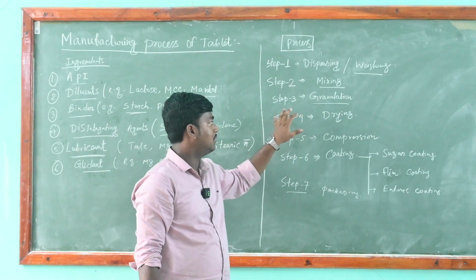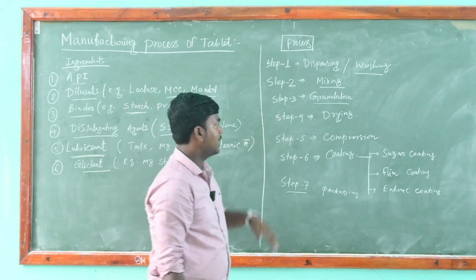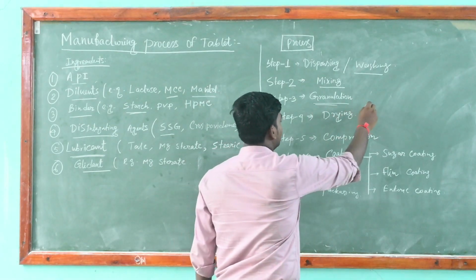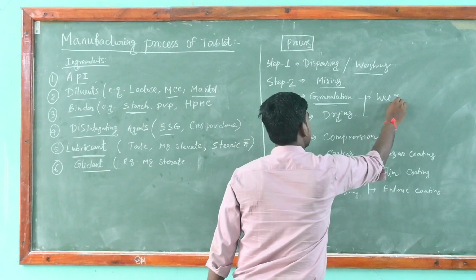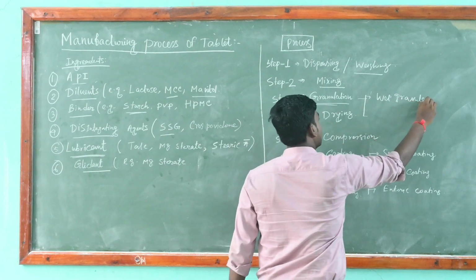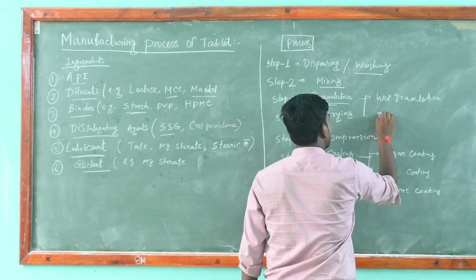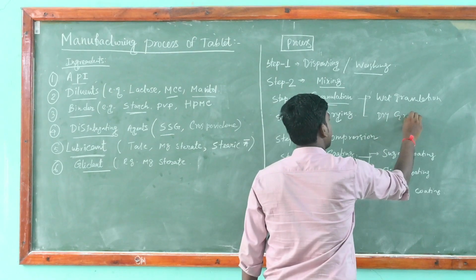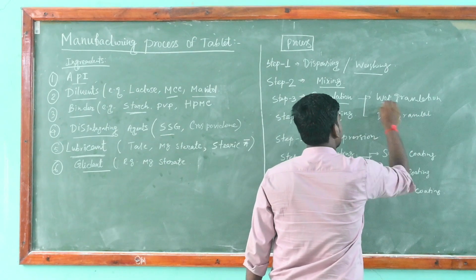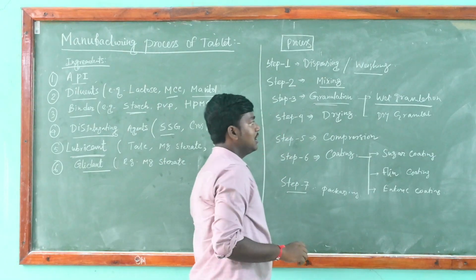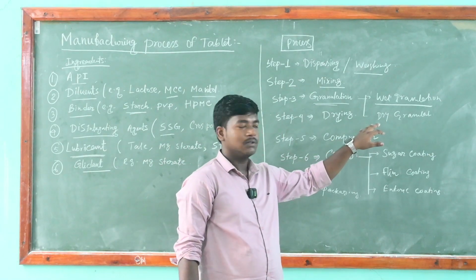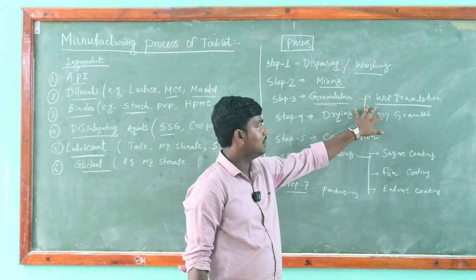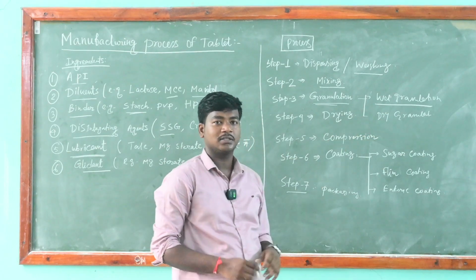So how can we convert them into granules? Basically two types of granulation technique are used. One is wet granulation and the second one is dry granulation. First of all is wet granulation. In wet granulation we use the binder solution. We basically use the binder solution, that means we prepare a wet mass.